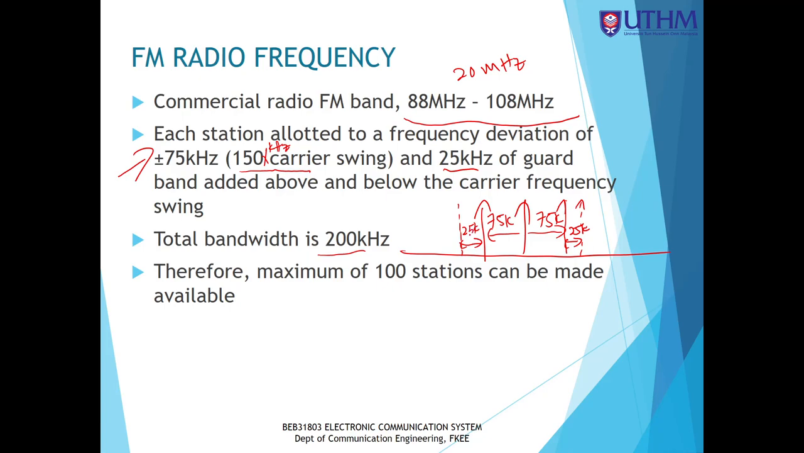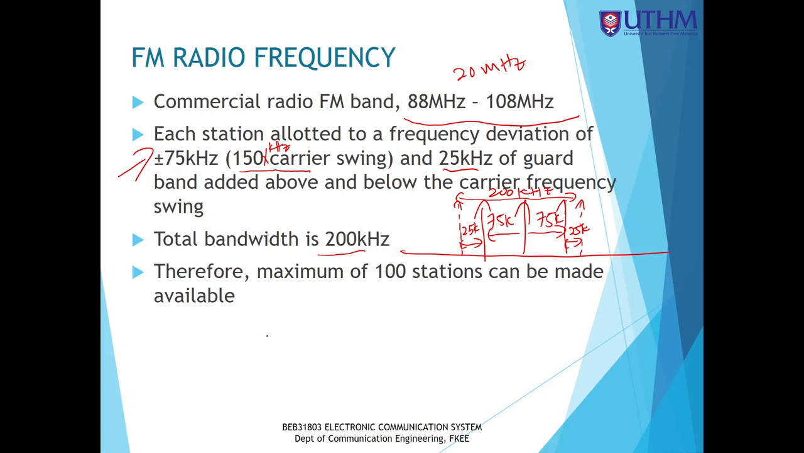Okay, so here is 25k. The total bandwidth for one channel is 200 kilohertz. Okay, 200 kilohertz. So if one channel is 200 kilohertz, how many radio stations can we allot in the FM band? Okay, how many?